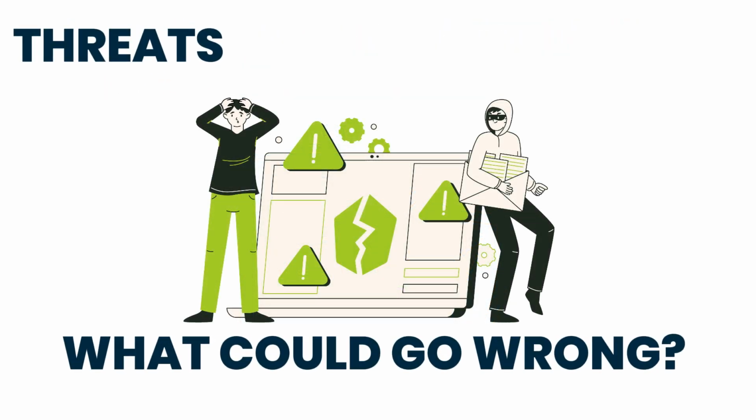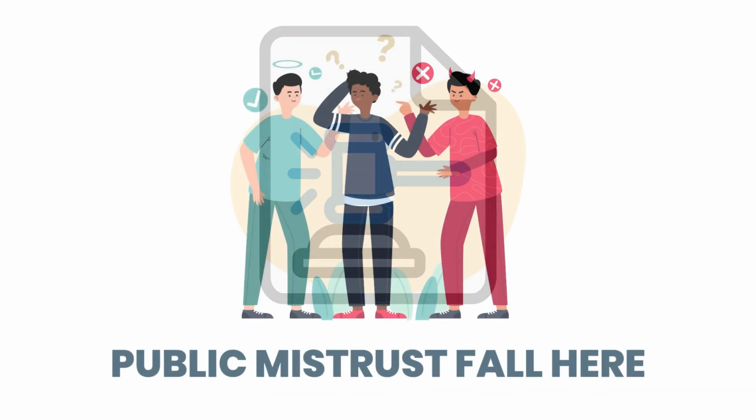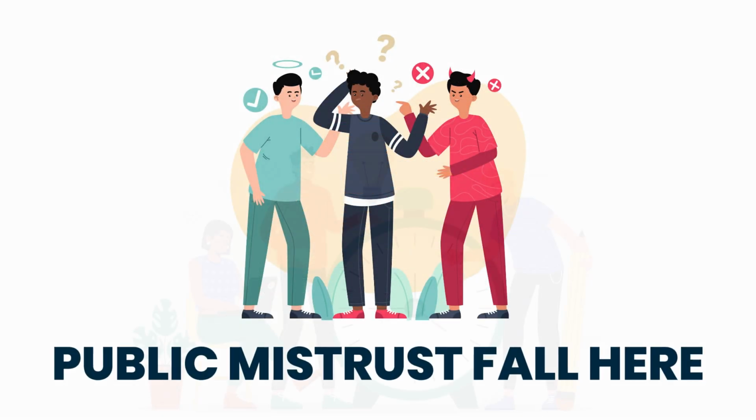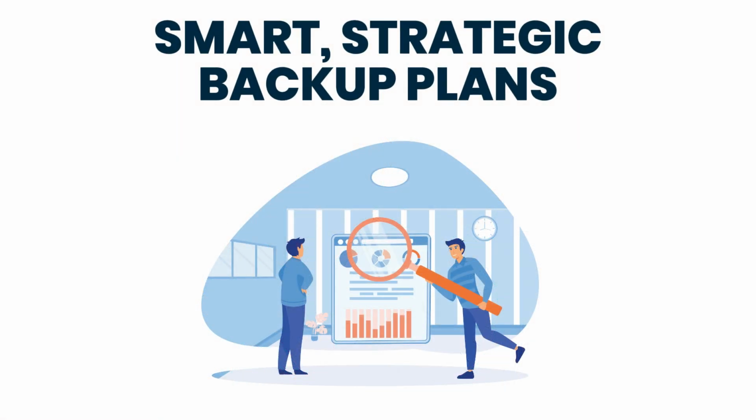Threats. What could go wrong? External risks like cyberattacks, legal changes, or public mistrust fall here. These are the things we need to watch and prepare for with smart strategic backup plans.